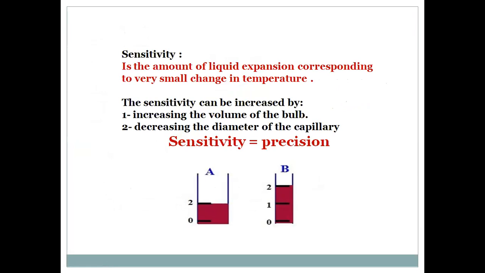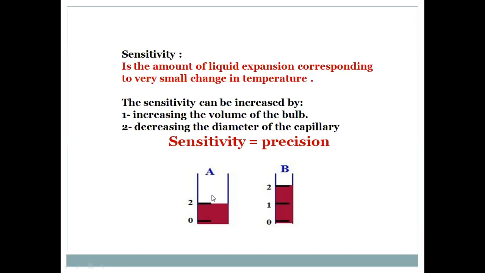Sensitivity is the amount of liquid expansion corresponding to a very small change in temperature. Sensitivity can be increased by two actions: increasing the volume of the bulb or decreasing the diameter of the capillary. Again, sensitivity can be increased by increasing the volume of the bulb or decreasing the diameter of the capillary. Sensitivity means precision. How do you think this will affect the sensitivity? We said that decreasing the diameter of the capillary will increase the sensitivity.